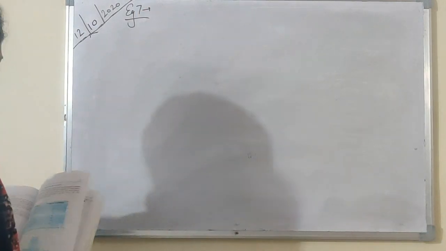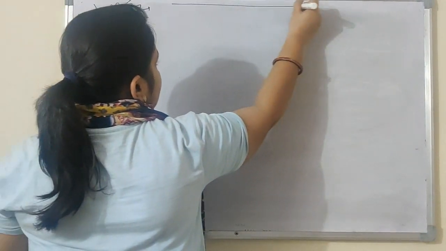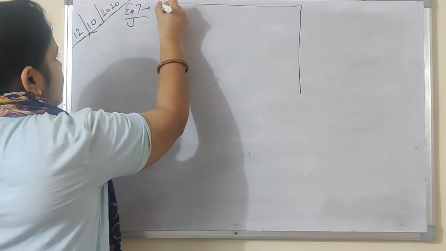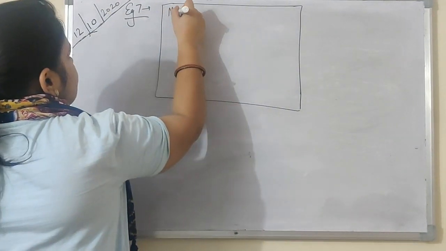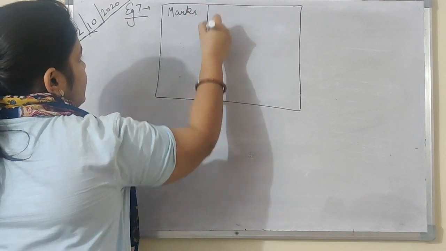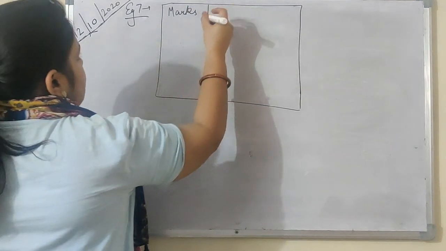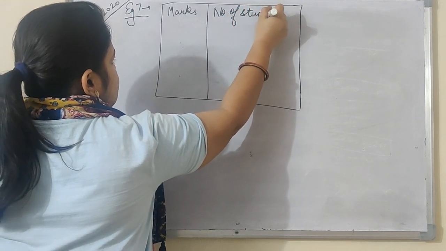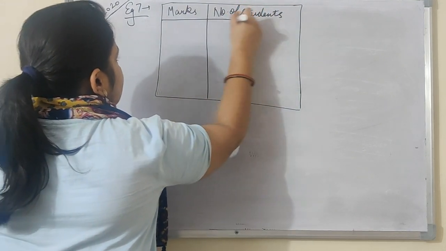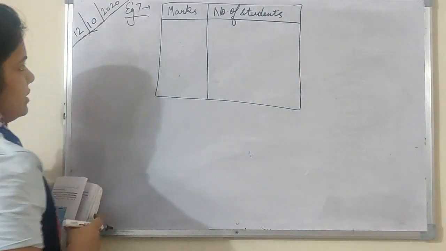Let me draw the table. I'm drawing here the table from example number 7. So if you will see in this table, first we will find the class size. As I have not told you how to find class size till yet, so today I will first tell you how to find class size.